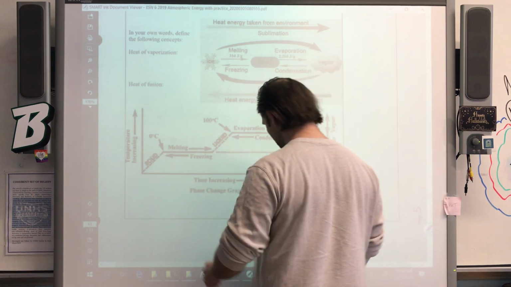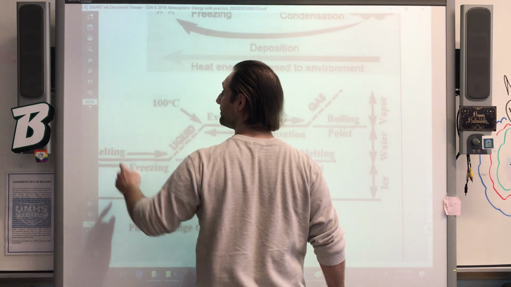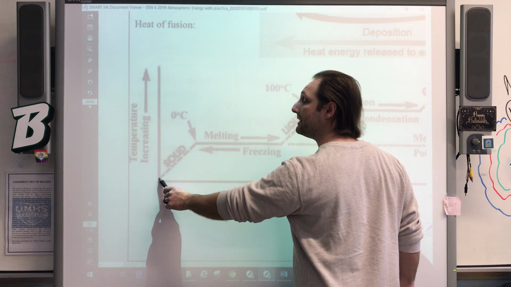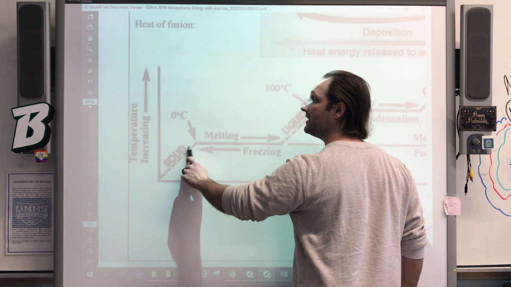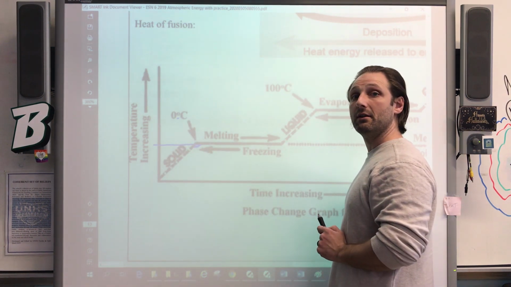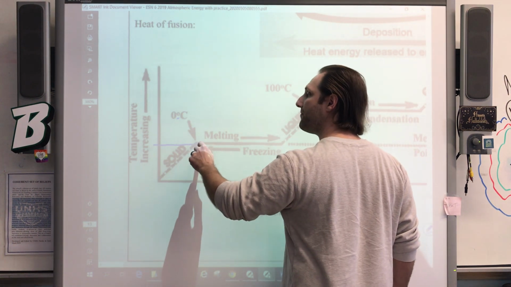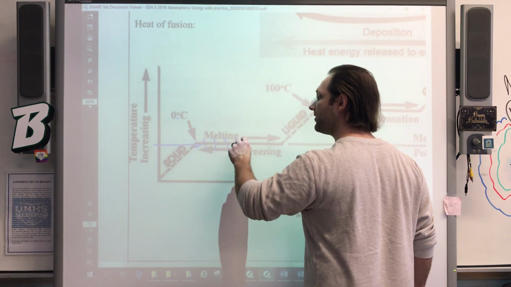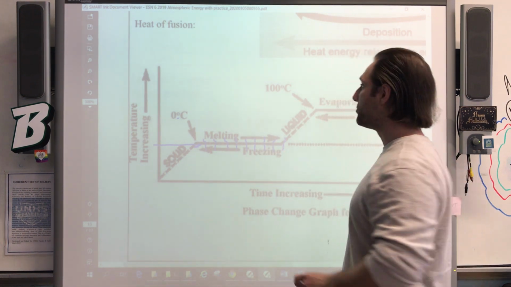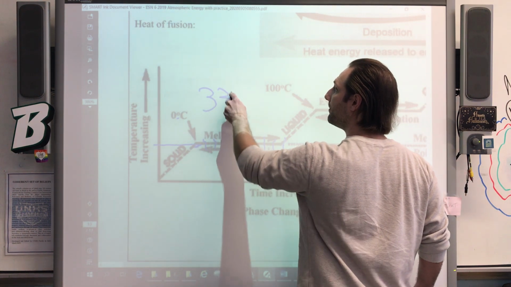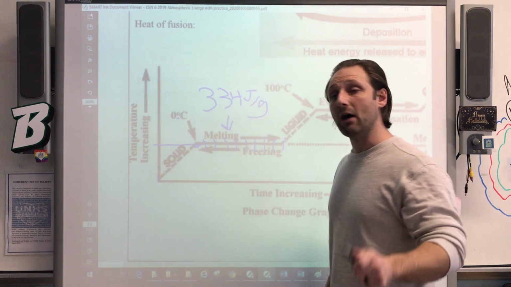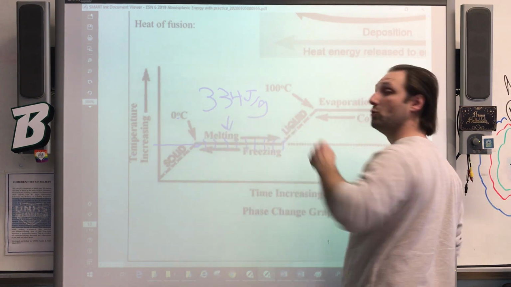So as we are increasing in temperature, let's zoom in a little bit here. As this solid ice is given heat, it increases until it reaches a phase change temperature, 0 degrees C. At that 0 degrees C, every gram of water needs to gain 334 joules per gram in order to melt from solid to liquid.